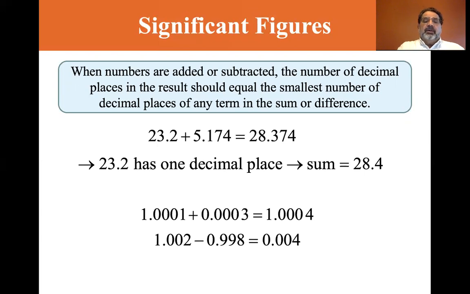Okay, here you have 101 and 1.0001. You've got 5 decimal places, and that's 4 decimal places. When you add them, you can keep that number of digits. It's showing you that accuracy to the 4th decimal place. If you have 1.002 minus 0.998, that would come out to 0.004. Everything is to the 3rd decimal place, and that's fine.